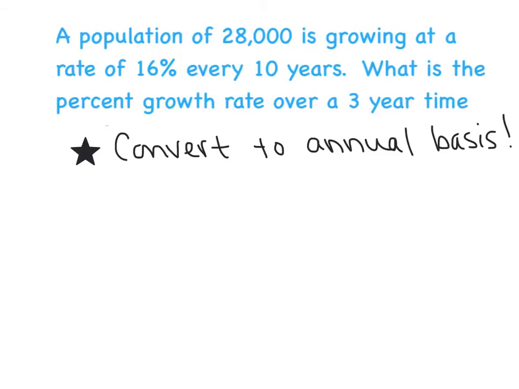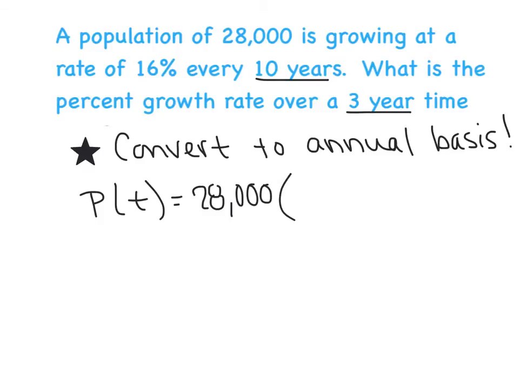In other words, we're going to go from a 10-year period, convert that to an annual basis, and then we can convert that to a 3-year period. Unfortunately, we cannot go straight from 10 to 3. At least we're not going to try that tonight anyway. So we're going to start off by saying that my population is 28,000, okay? And I'm thinking 1.16 raised to the t divided by 10 power. You're wondering, where did 1.16 come from? Well, that was me taking my percentage, moving the decimal place twice, and then adding that value to 1.